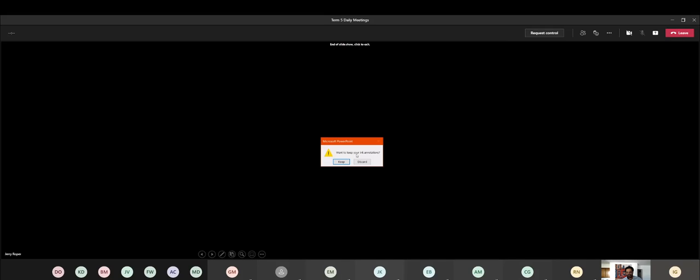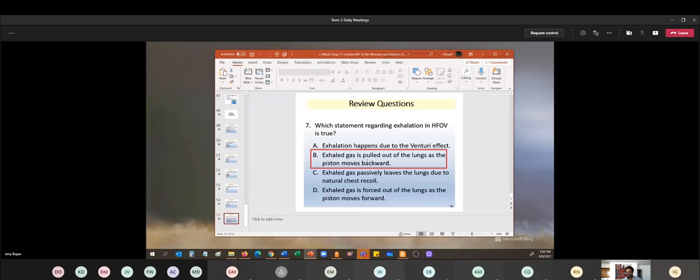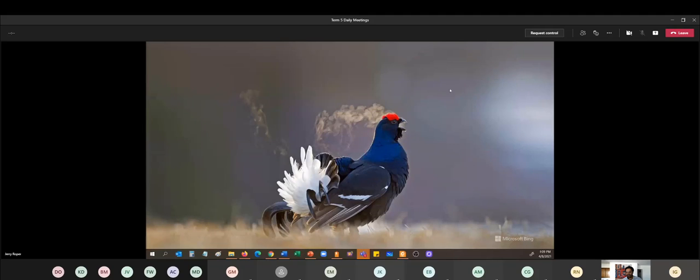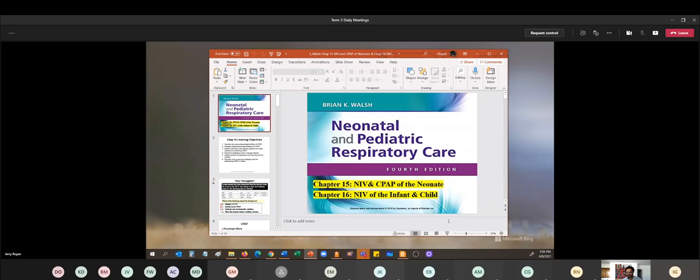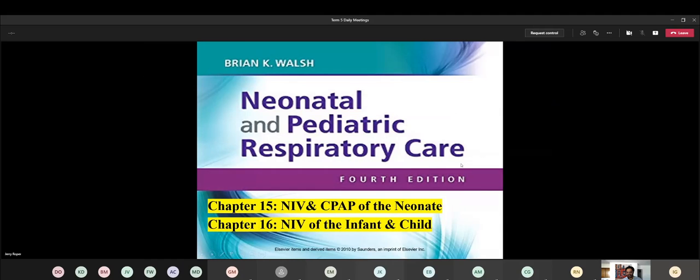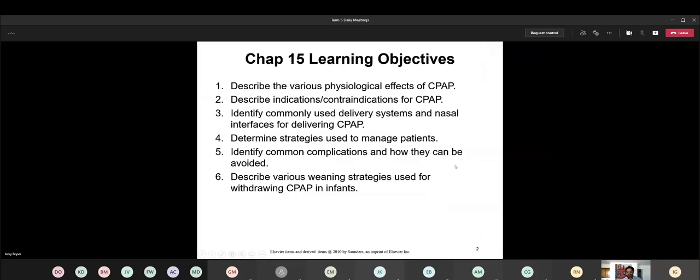Now let's take a look at what's going on with the CPAP and BiPAP. So a lot of this stuff is things that we've already, well, there's your answer right there. Not even going to try to hide it. So sorry about your thoughts for today, but I guess we can go ahead and just get started on it here. So with this chapter, well, chapter 15 is all about CPAP.